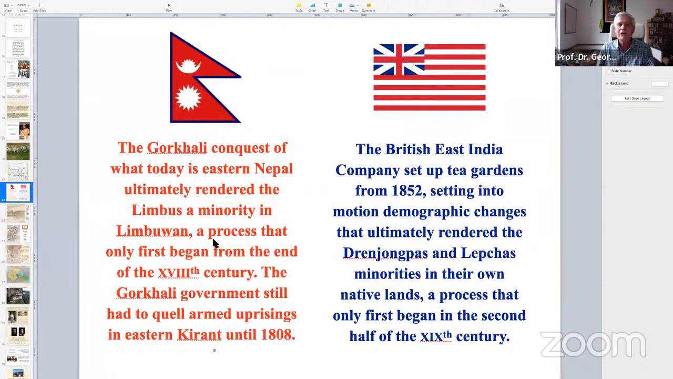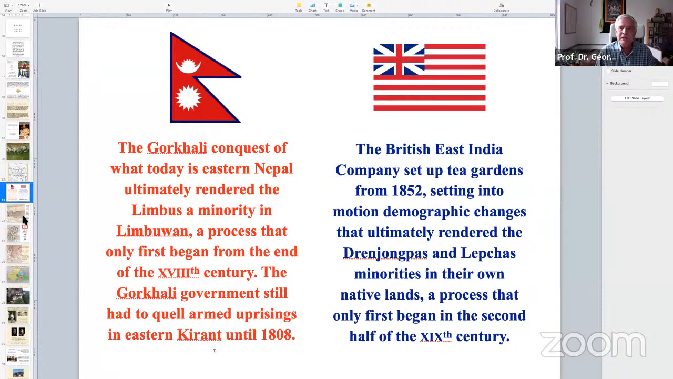The Gorkhali conquest of what today is Eastern Nepal ultimately rendered the Limbus a minority in Limbuan, a process that only first began from the end of the 18th century. The Gorkhali government still had to quell armed uprisings in Eastern Kirant until 1808. And the British East India Company set up tea gardens from 1852, setting into motion demographic changes that ultimately rendered the then Jongpas and Lepchas in Sikkim minorities in their own native lands. But this process of moving Nepali migrant workers into Sikkim and into Darjeeling and Kalimpong began in the second half of the 19th century and was a stated policy of the British East India Company.